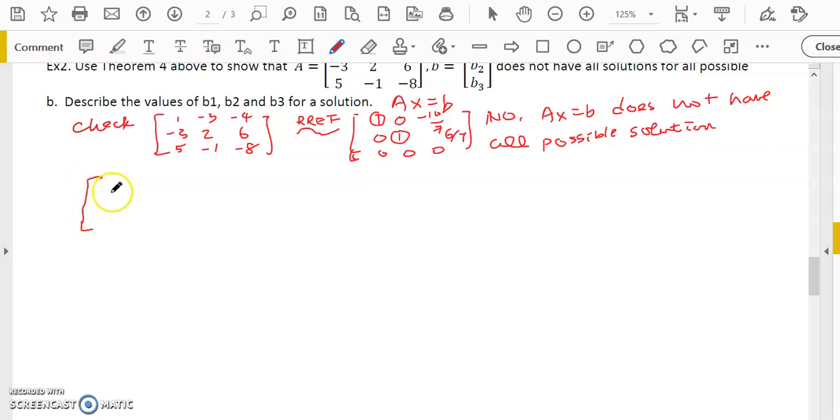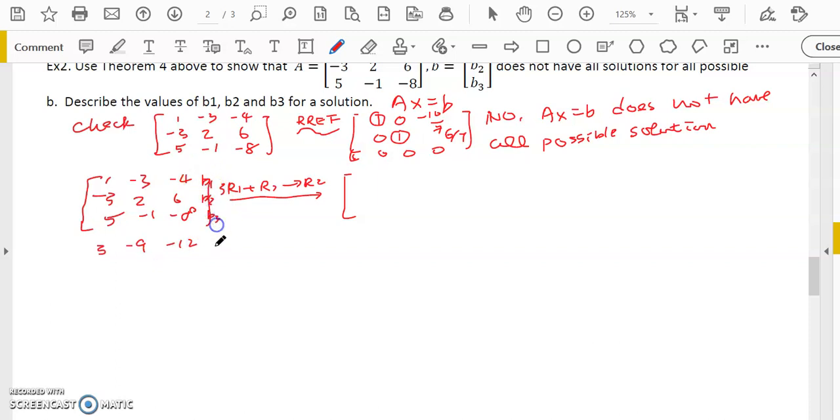Let me see. I'll write it as 1, -3, 5, -3, 2, -1, -4, 6, -8. And I want to get rid of this -3. So R1 times 3 plus R2, right? Put into R2. And that would become R1 times 3: 3, -9, 15. Oh, I have to include B1, B2, B3, right? 3B1, I'm going to add to it B2. So you can see that is 1, -3, 5, B1, 0, -7, 14, 3B1 plus B2. And then the last one, how do I get rid of that? It would be -5 of R1 plus R3. You will go into R3.